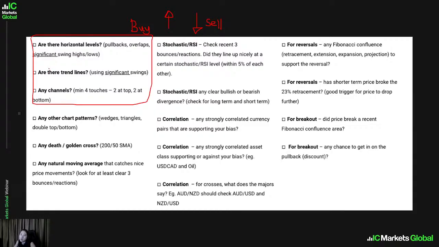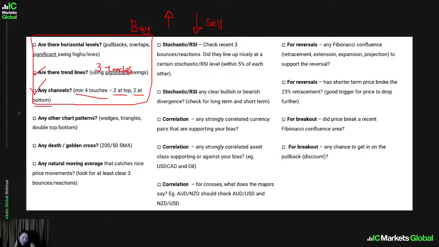How do I look for direction and whether price is going on an uptrend or downtrend? I can use either a trend line or a channel. For a trend line, you're going to need at least 3 significant touches for it to be valid. And then we have a channel. For channels, you need 4 touches, 2 at the top and 2 at the bottom. When I say top, I mean resistance, and the bottom, I mean support area.